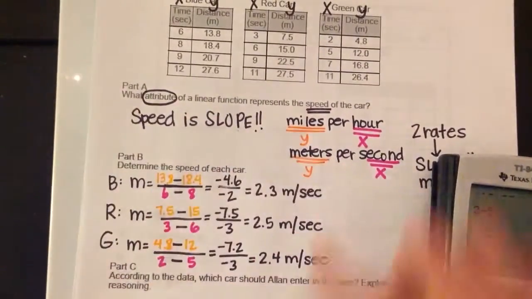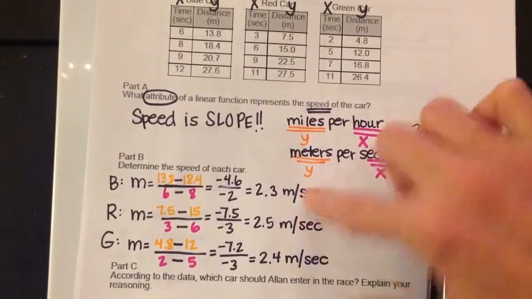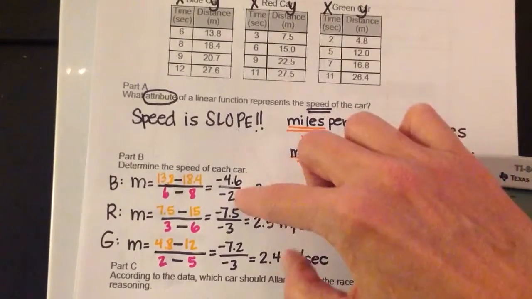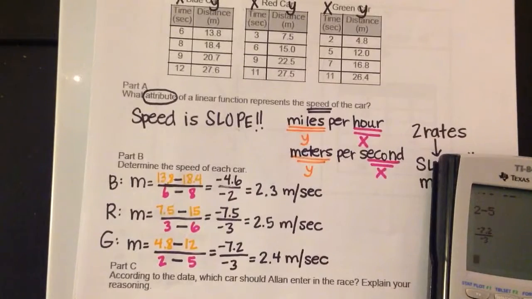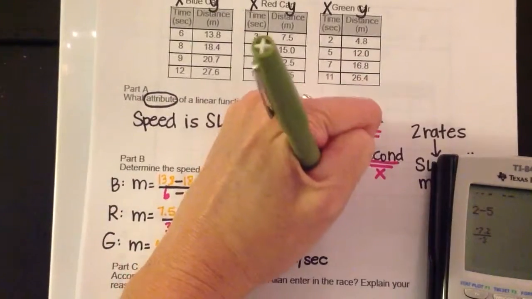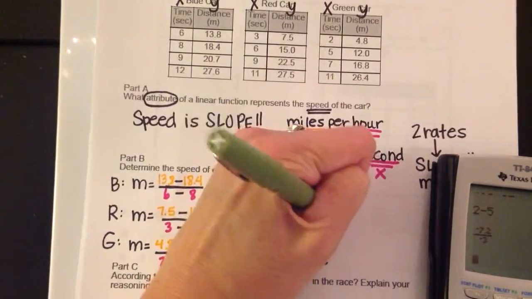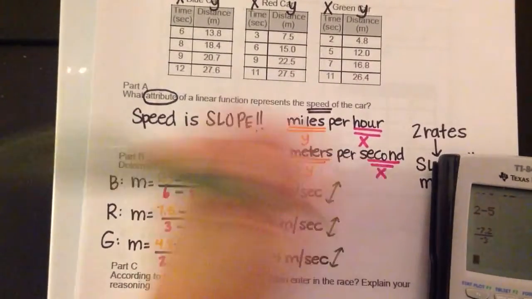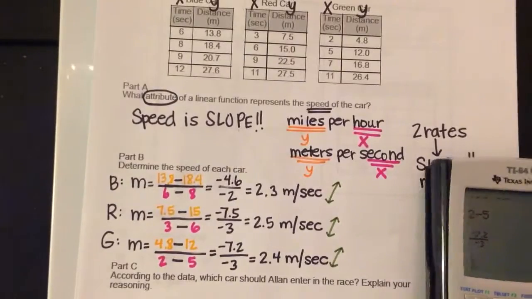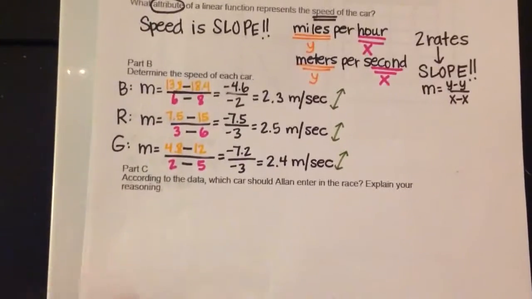Now, if I want to do a "does that make sense" check, it should make sense that my slopes for all three cars are positive because we don't ever talk about cars having a negative speed, which means my graph lines should all be slanted in the positive direction to show that they are going up and the slope is positive. All right, so now part C.